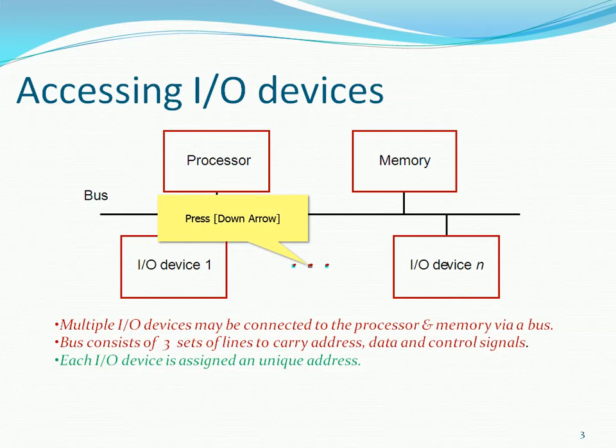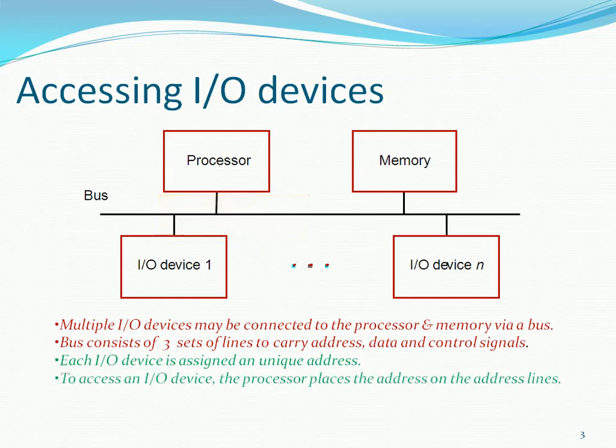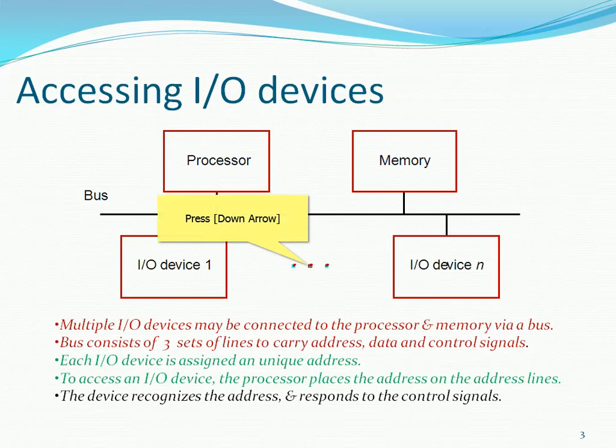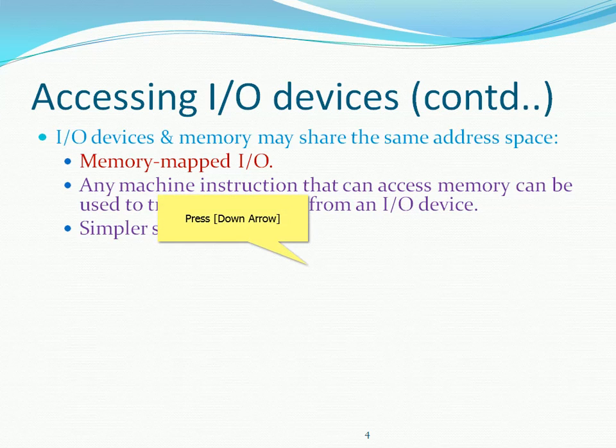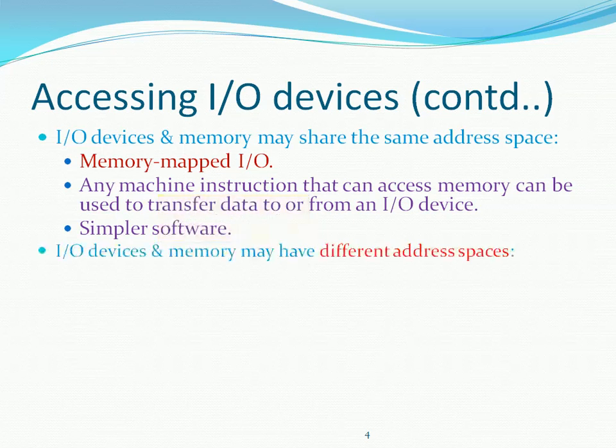Each IO device is assigned a unique address. The processor places the address on the address lines, and the device responds to the control signal. Further, the devices and memory share the same address space. One such technique is called memory mapped IO. Any machine instruction that can access memory can be used to transfer data to or from an IO device. Of course, this involves simpler software.